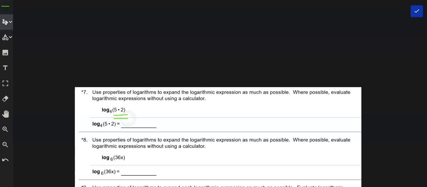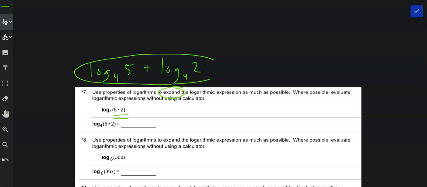So if this is multiplication, we're going to split this up into log base 4 of 5 plus log base 4 of 2. We're using the multiplication property in reverse and splitting it up into addition because they're asking me to expand it. So guess what, folks? That's it. That's all we can do with that. Where possible, evaluate. Oh, they do. They threw this in. Where possible, evaluate. It is ugly. I think I would take that answer.